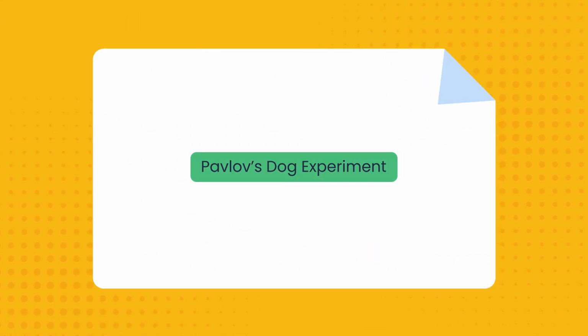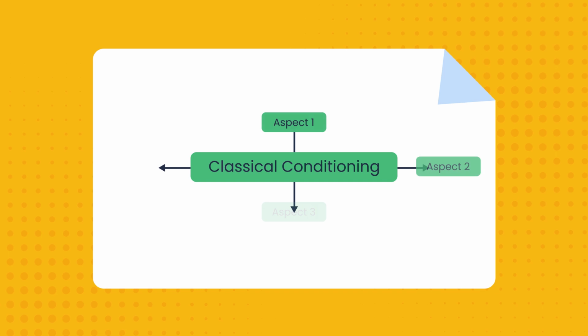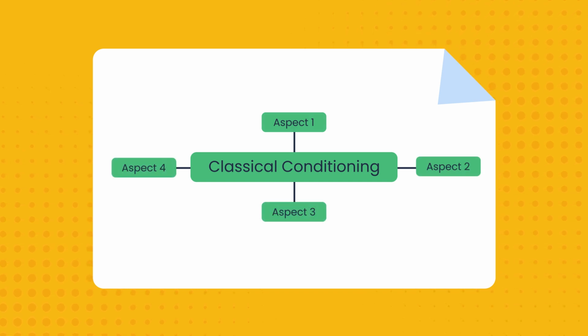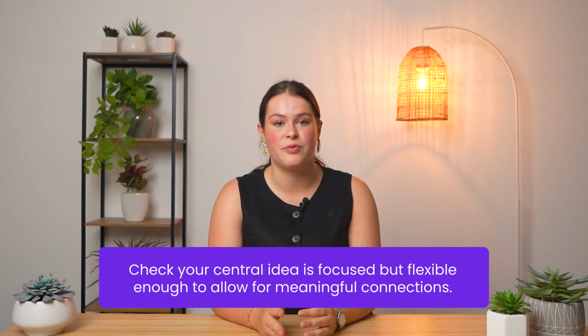At the same time, you don't want to make your central idea too specific. If it's too narrow, you won't have enough room to expand on key ideas. Instead of Pavlov's dog experiment, which is just one example of a broader concept, you might choose classical conditioning, so you can explore multiple aspects of this theory. Before moving on to the next step, take a moment to check that your central idea is focused but flexible enough to allow for meaningful connections.